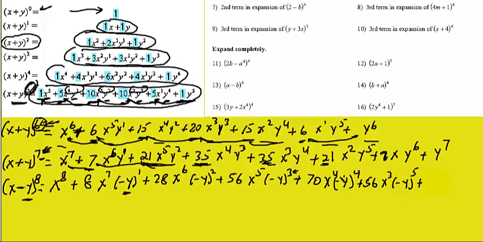And then plus. Okay, what's 56? Then you're going to get 28. 28. X goes down. Negative y comes up. And then plus. And then 8. 8. X goes down. Negative y comes up. And then finally y to the 8th.